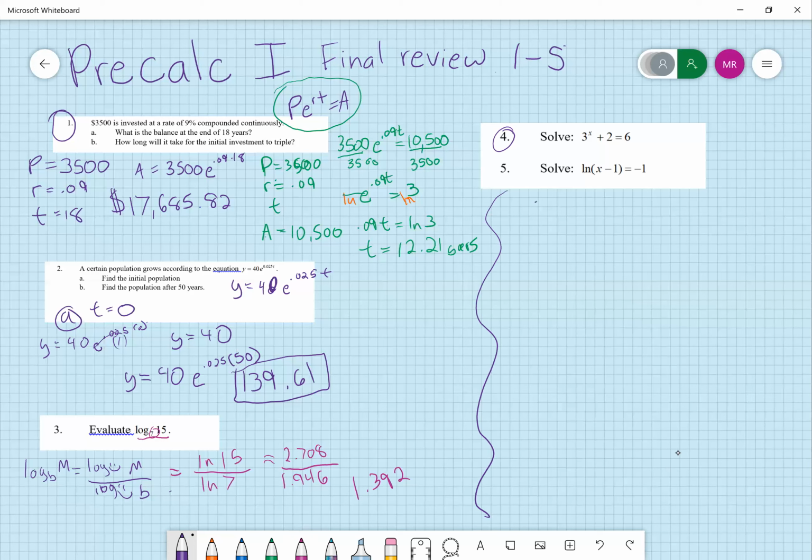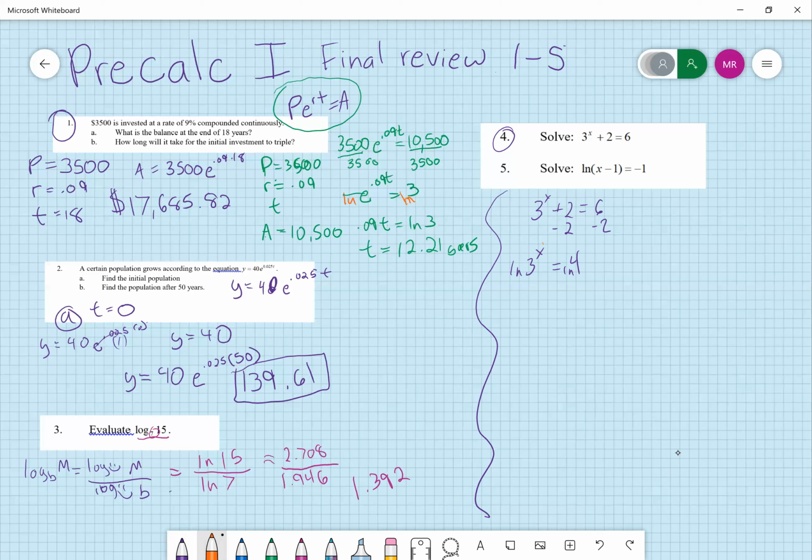We're told to solve 3 to the x plus 2 equals 6. Well, the first thing that we can do is we can simplify, like clean up both sides a little bit. And if we subtract 2 from each side, we get that 3 to the x equals 6 minus 2 is 4. Now what can we do with this? What if we take the natural log of both sides?